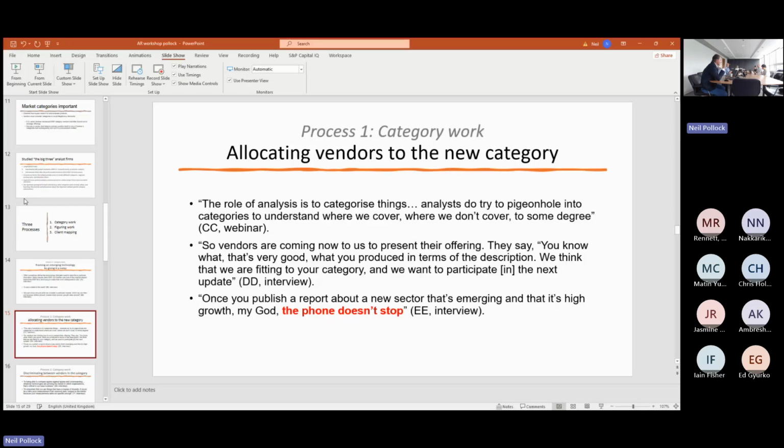And what's interesting, once they do that, is what the vendors do, and all of them said this: once you launch a new category, the phone doesn't stop ringing. So it creates a kind of swarm effect. People want to be in that category, so analysts are inundated with vendors saying, "I like your category. It fits what we're doing. We're definitely in that category." The launch of a new category has this interesting effect on the market because vendors begin to orientate around the new category.